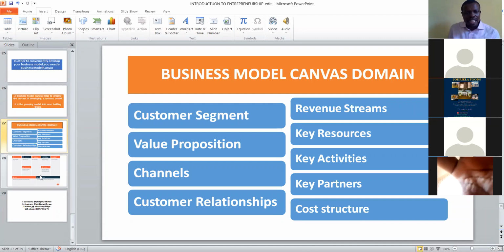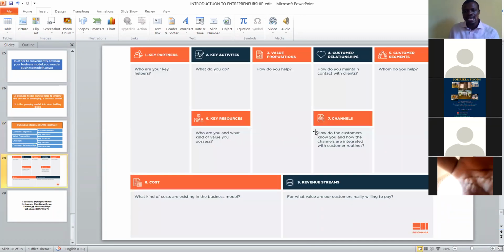So this is what a business model canvas looks like. You can see it just on one sheet of paper. The right-hand side has to do with activities that will bring income, and the left-hand side has to do with activities that you will spend money on. What differentiates the two sides is the value proposition.